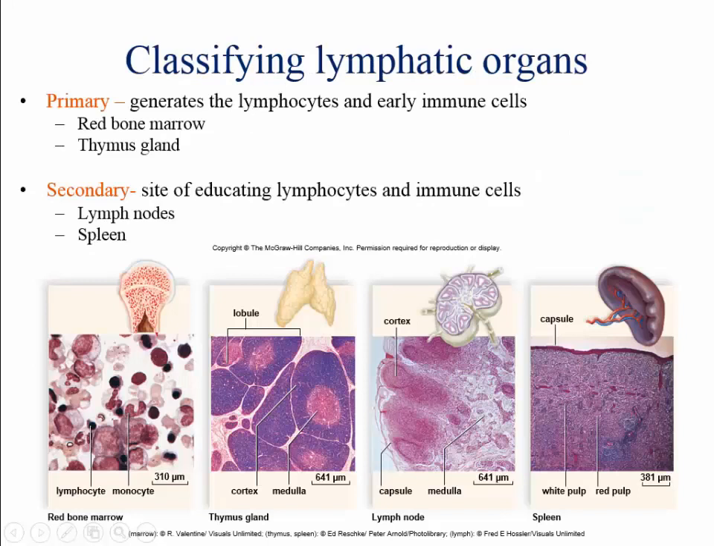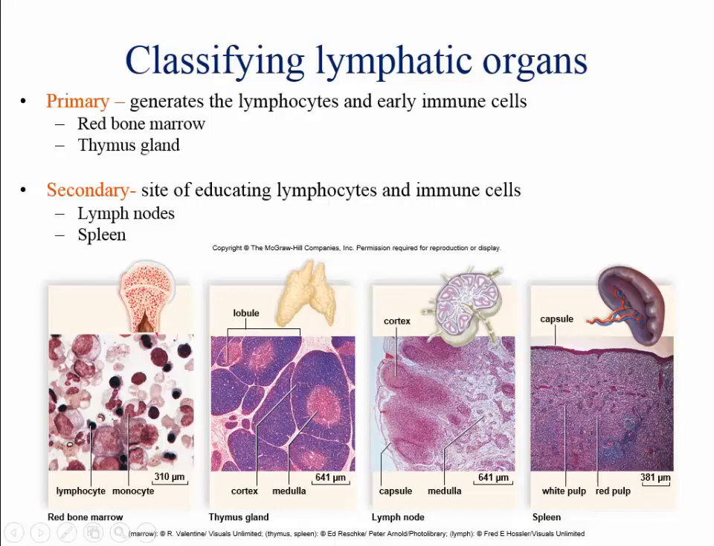Classification of the lymphatic organs. We break the lymphatic organs into either primary or secondary lymphoid organs. The way that you can distinguish this is that primary lymphoid organs are always present. Primary lymphoid organs consist of our bone marrow, the site of hematopoiesis, and our thymus gland. This is the site of T cell development.